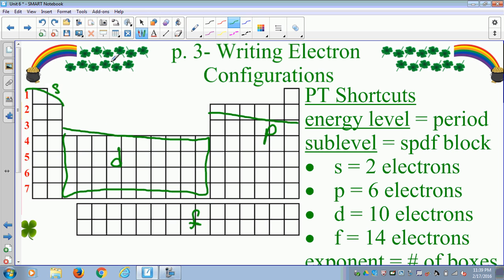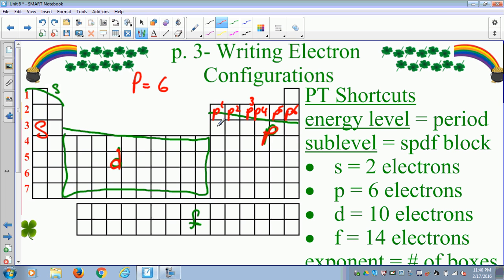We need to understand that your periodic table is divided into sublevels. This is sublevel S, sublevel D, and this is sublevel P. P can take 6 electrons, so everybody in this group will end up at P1. This one will be P2, P3, P4, P5, and P6.